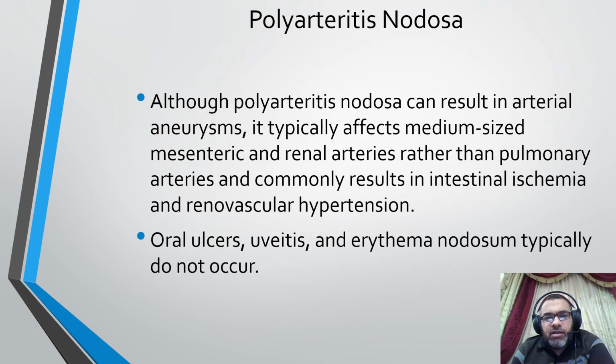Other differential diagnoses for this case included polyarteritis nodosa. Although polyarteritis nodosa can result in arterial aneurysm, it typically affects medium-sized mesenteric and renal arteries rather than pulmonary arteries, and commonly results in intestinal ischemia and renovascular hypertension. Oral ulcers, uveitis, and erythema nodosum typically don't occur.